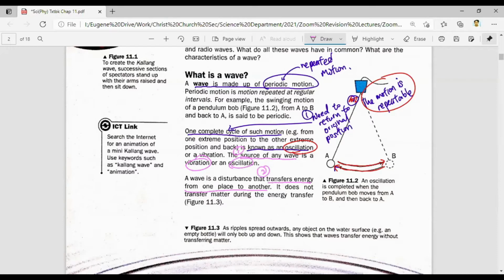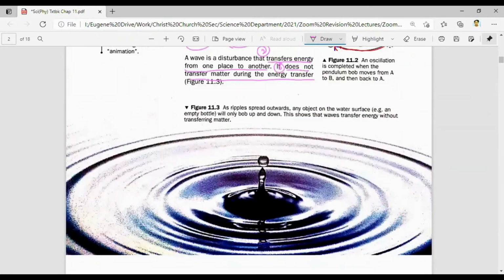The next one is that it does not transfer matter during the energy transfer. So the matter itself is not being transferred in the midst of the energy transfer. Points 1, 2, 3, we're going to look a little bit more in detail in the subsequent examples.